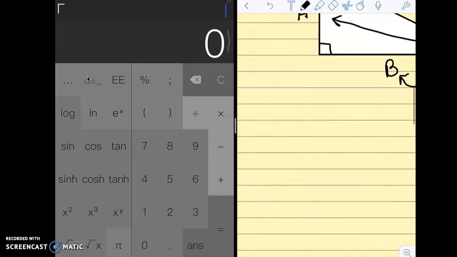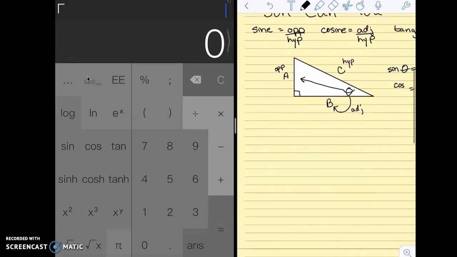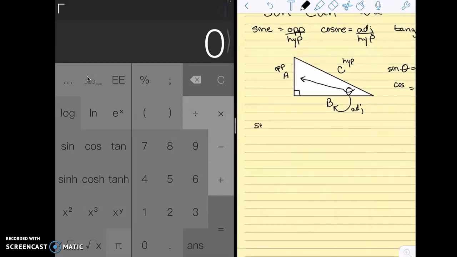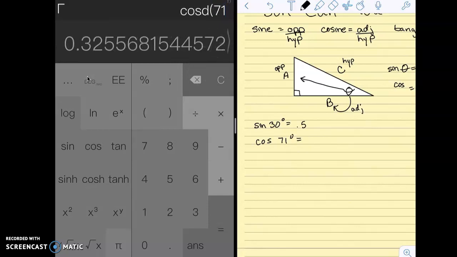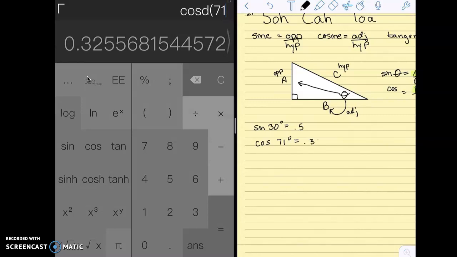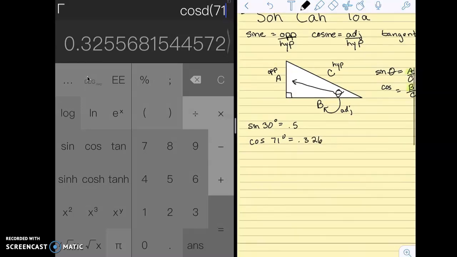Let's say I have sine 30 degrees, and I want to know what that ratio is. Sine 30 degrees, the ratio is 0.5. Let's say I have cosine 71 degrees. Well, I would type in cosine 71. Those are my ratios. Remember, we like to go to 3 decimal places when we can.